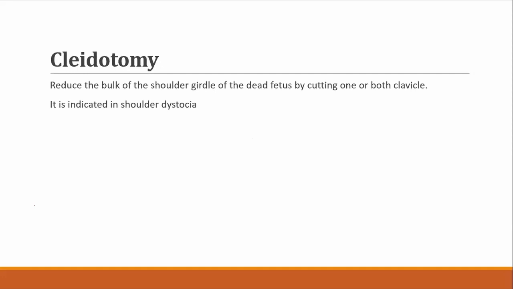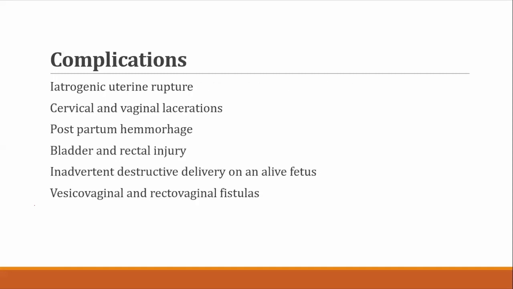Cleidotomy is used as a last resort in shoulder dystocia. Cleidotomy is the intentional fracture of the clavicles of the fetus, so we can reduce the bulk of the shoulder girdle and assist in the delivery. So cleidotomy can also be applied in a live fetus in the case of shoulder dystocia as a last resort.